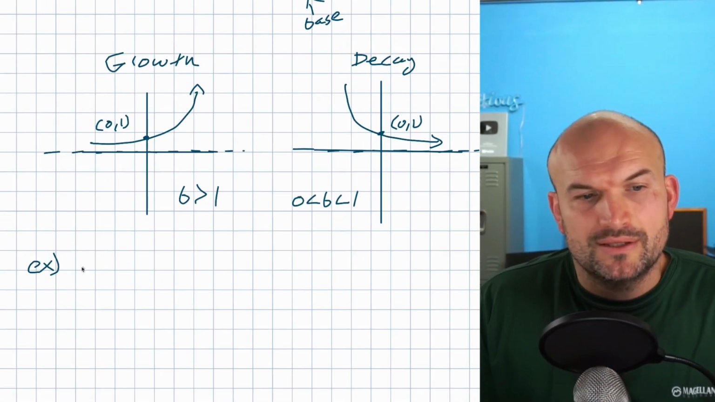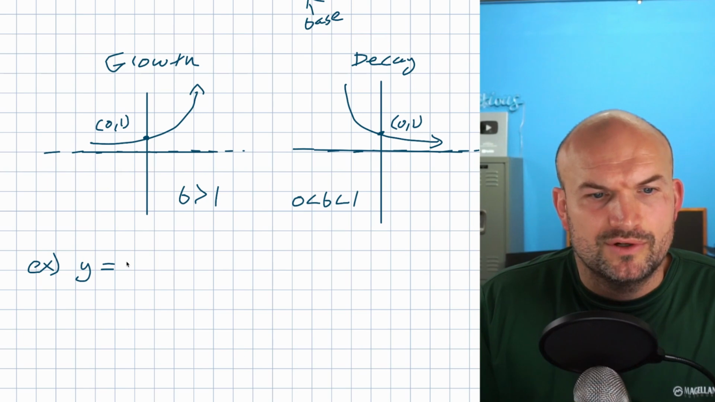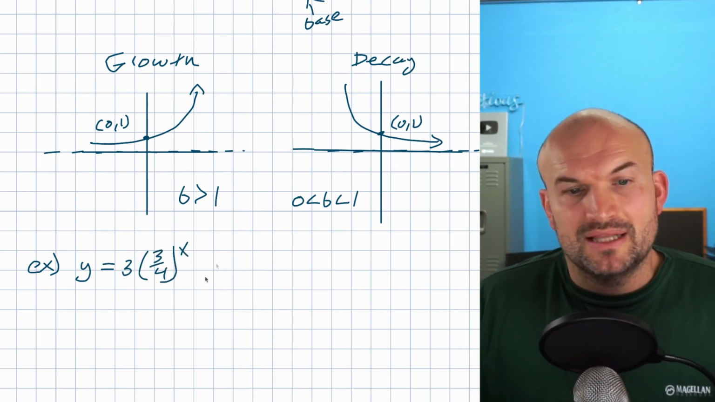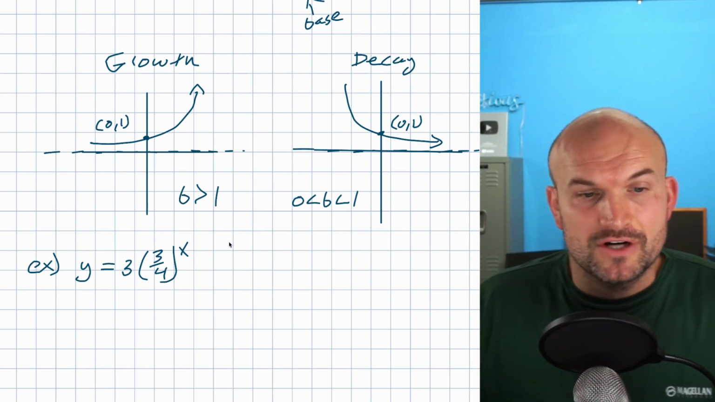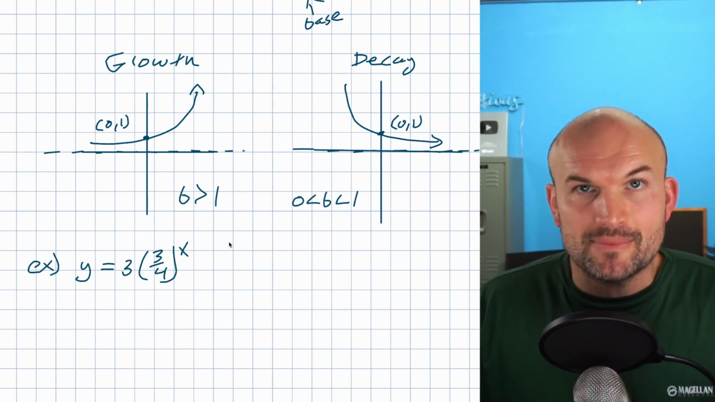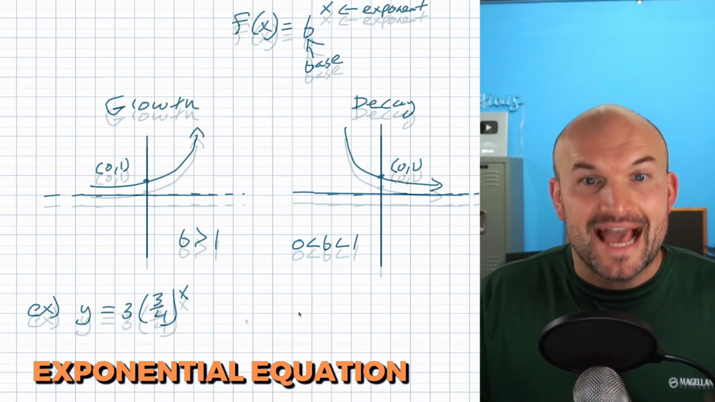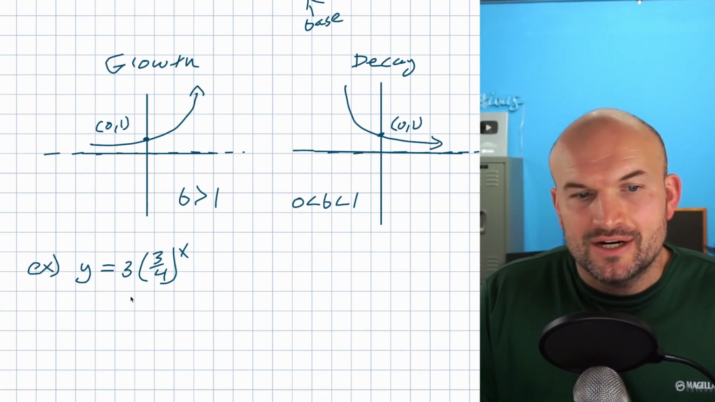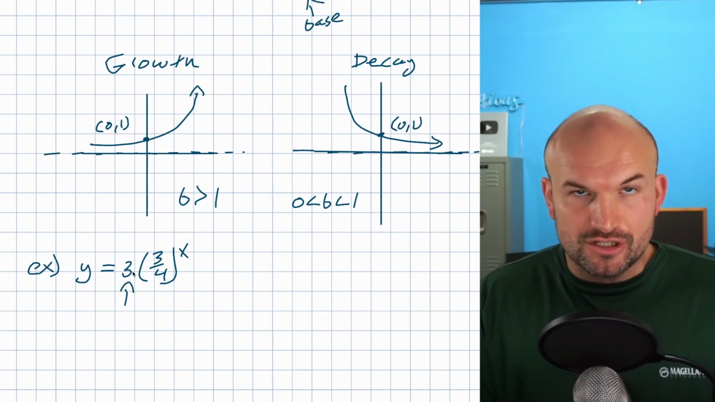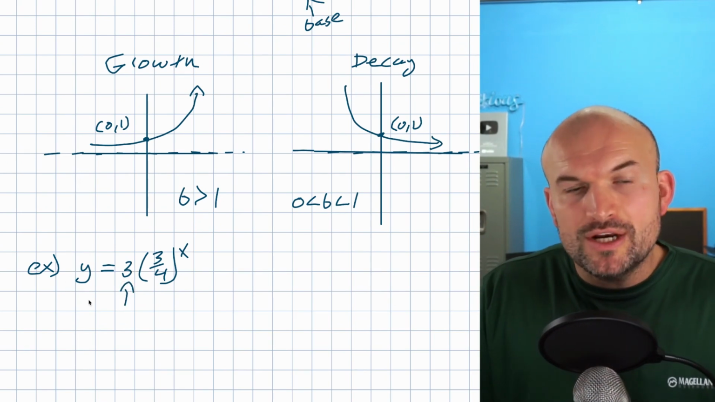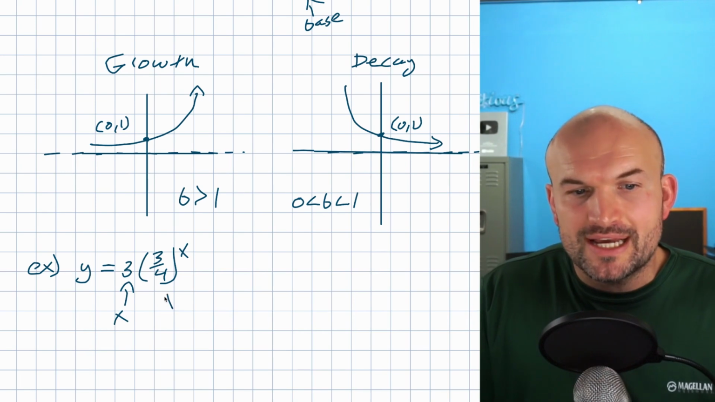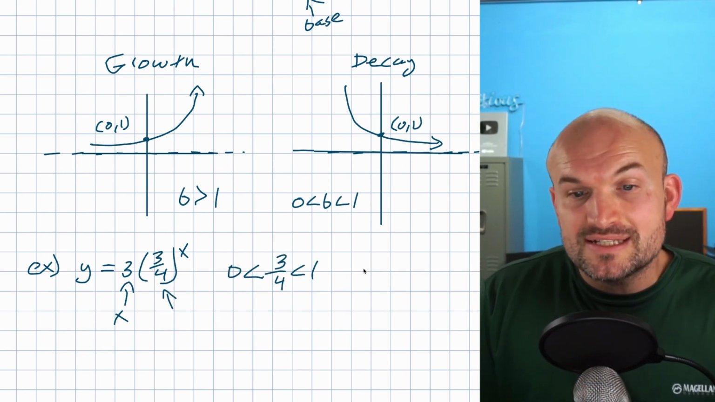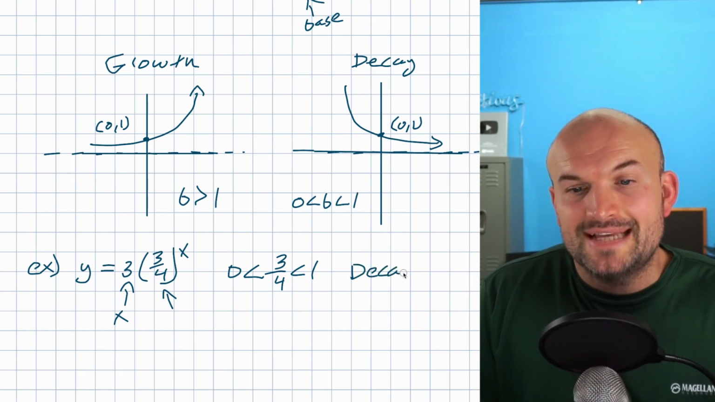So just a quick example here: if I had y equals 3 times (3/4) raised to the x, a lot of times we'll ask, is this a decay function or a growth function? Remember, this is an exponential equation, so we are looking at the base. This 3 right here is just a scale factor that's going to be stretching the graph, so we don't care about this. The only thing we care about is the 3/4. Since 3/4 is less than 1 but greater than 0, this is an example of a decay function.